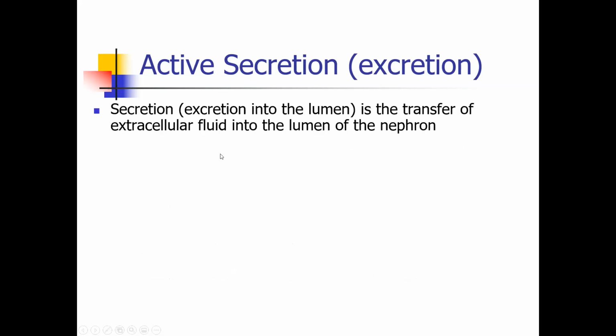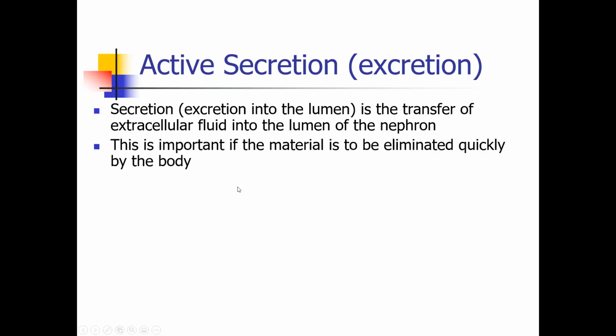Okay, active secretion, which is a form of excretion because you're moving it into the urine. Secretion or excretion into the lumen is the transfer of extracellular fluid into the lumen of the nephron. So what's happening is the body is identifying materials that it perceives to be a waste and moving them from the blood actively into the filtrate so that you can get rid of them faster than would be the case by just letting them leak out due to the production of filtrate. This is important for materials to be eliminated quickly by the body.